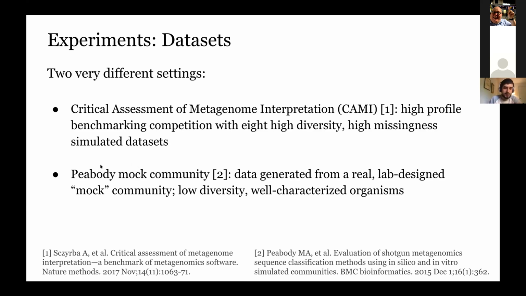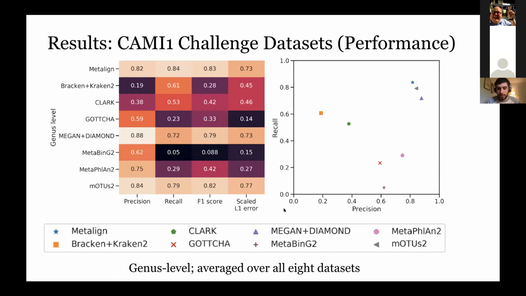And so we use this Peabody et al. mock community. And this community in particular was a low diversity community. By diversity, I basically mean how many different organisms are in the sample. It had relatively well-known, well-characterized organisms, and not a bunch of missing data. So these two situations are very different. So we wanted to see if methods were consistent across these two different scenarios. Okay, so now I'm going to get into the results without further ado.